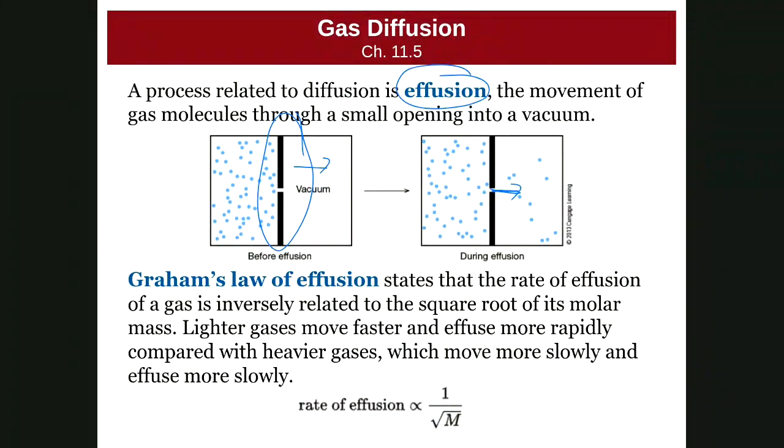So Graham's law of effusion, this guy Graham, he came up with this law stating that the rate of effusion of a gas is inversely related to the square root of its molar mass. So this relates back to where we learned that gases with higher molar masses, bigger gases, move more slowly. So he's saying that again with this proportion. Lighter gases move faster, they effuse more rapidly than heavier gases, which move slowly or effuse slowly.